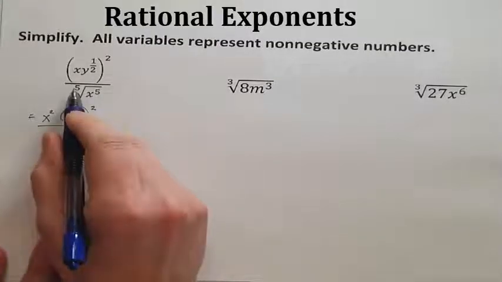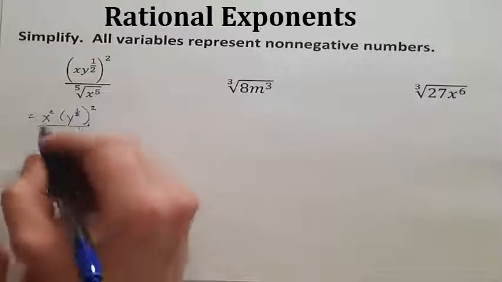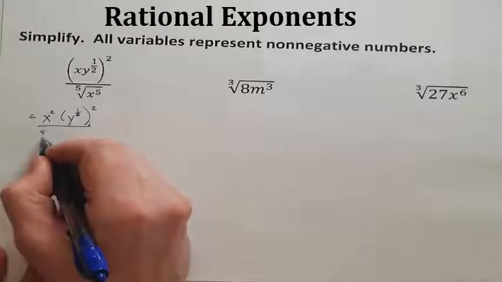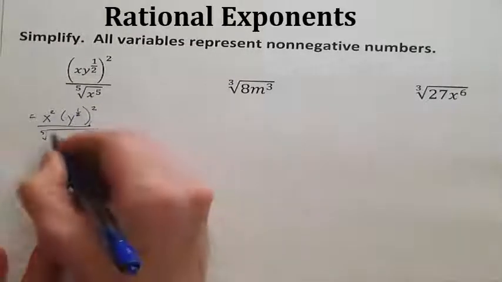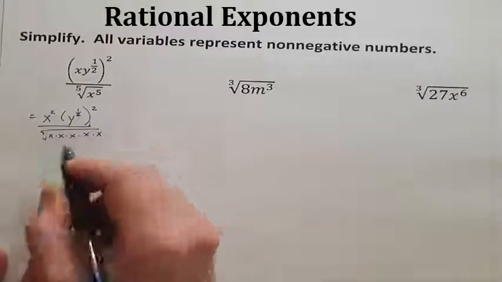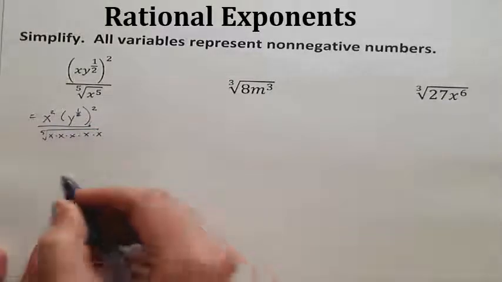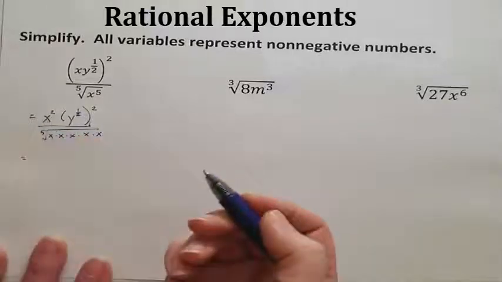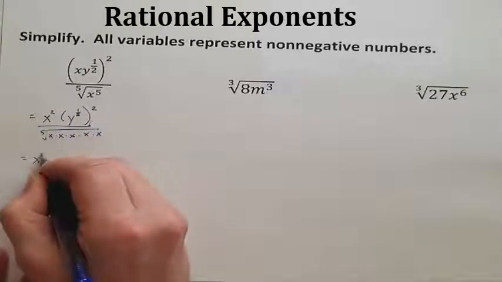Looking at my denominator, I have the 5th root of x to the 5th. So I have the 5th root of, what is x to the 5th? That meant I had x multiplied together 5 times. So 1, 2, 3, 4, 5. Okay, y to the second is already simplified.